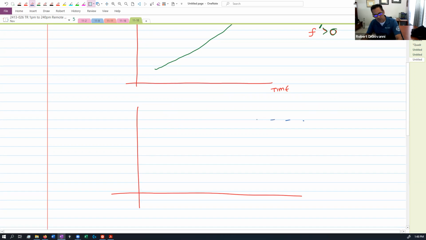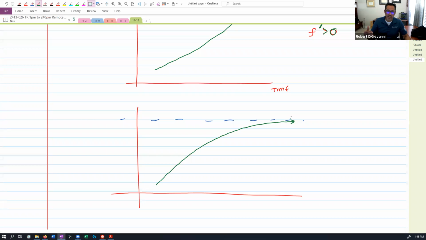You can have a horizontal asymptote, and you can have a function that increases toward that horizontal asymptote and continues to increase forever, but never reaches that point. Does that make sense? That is possible. And this function right here would have a derivative that's always positive.